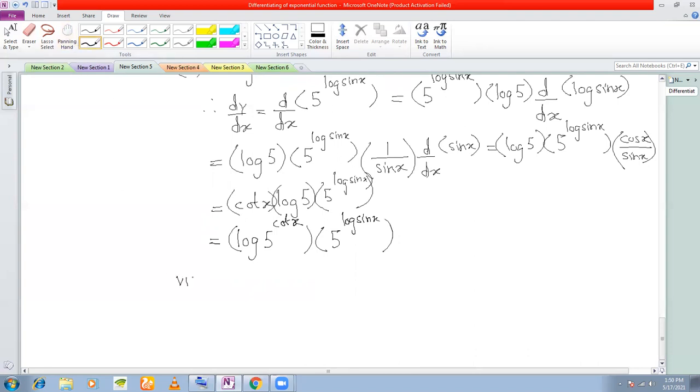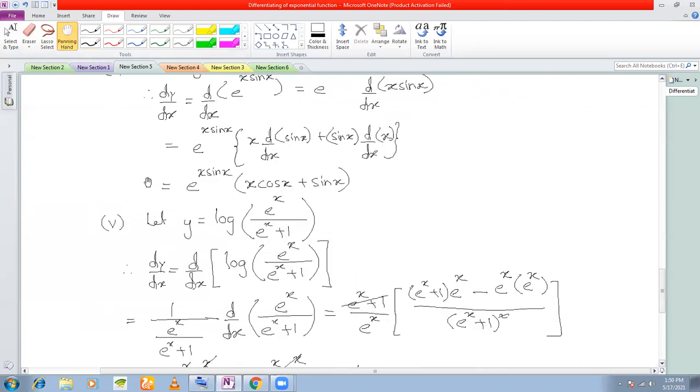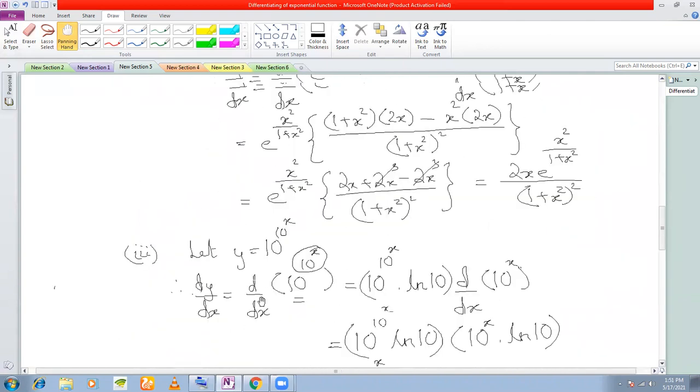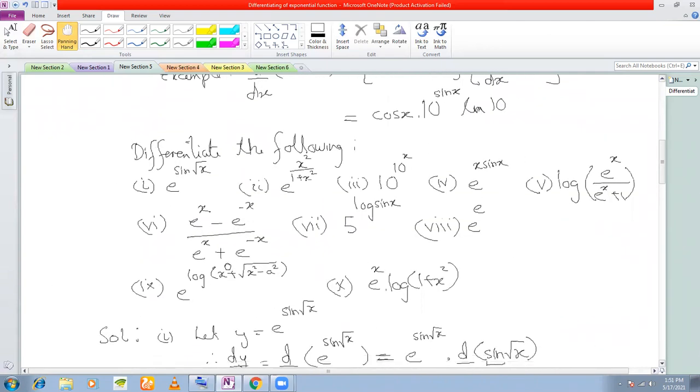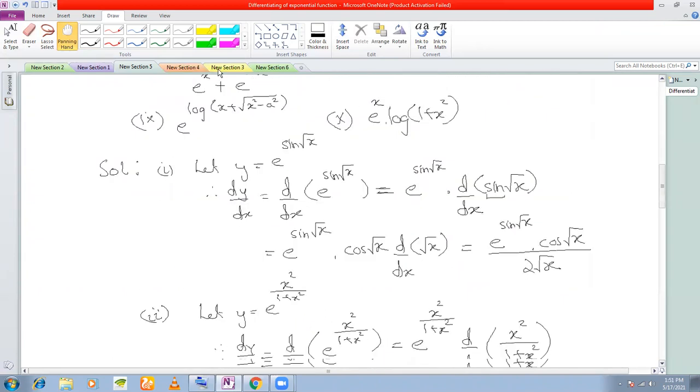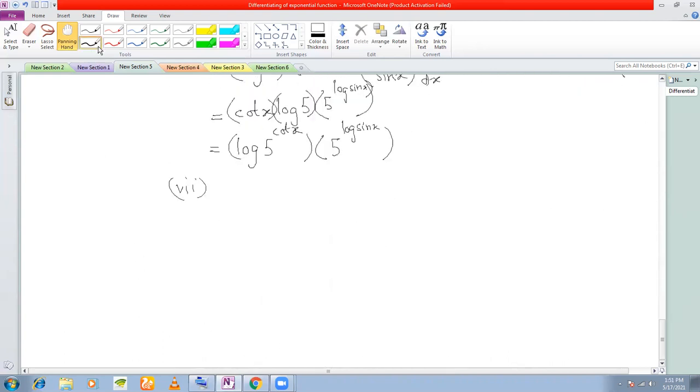Move on to the seventh one. The seventh one here that I have given you is e to the power of e. Oh, sorry, not this, this is the eighth one. Okay, eighth one is, oh, I missed 6. We'll do 6 then. E to the power of x minus e to the power of minus x. So this is your 6. E to the power of x minus e to the power of minus x divided by e to the power of x plus e to the power of minus x. You can differentiate this by the u by v rule.